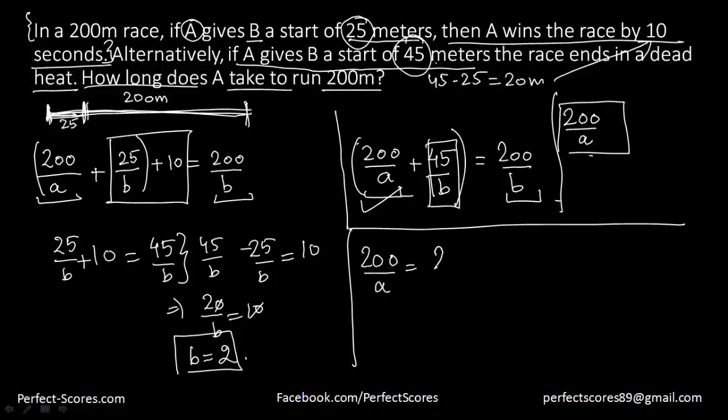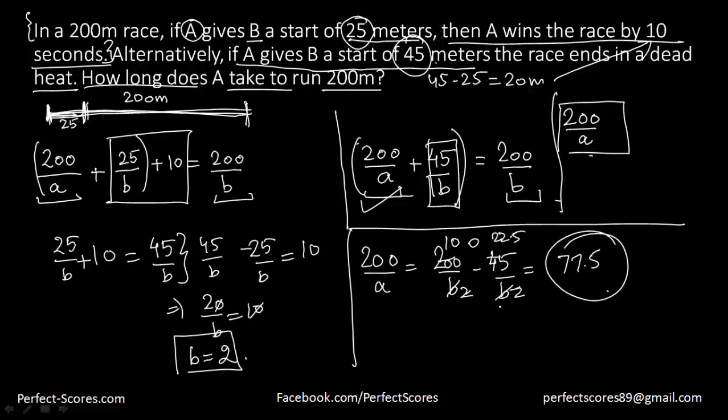is equal to 200 by B minus 45 by B, which is going to be equal to 200 minus... just substitute B equal to 2 here. Let's say B is 2, so this is 100 and this is 22.5, which is actually going to be 77.5, which is my answer. So suppose you're understanding this way of solving this question over here, the races question is not that difficult.